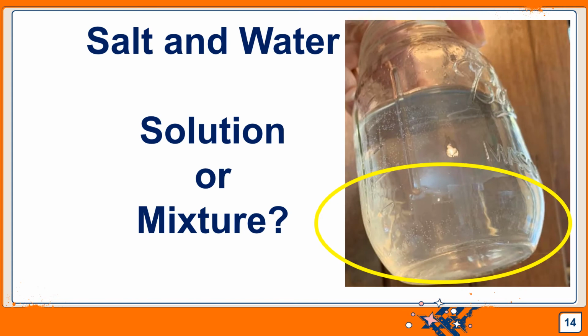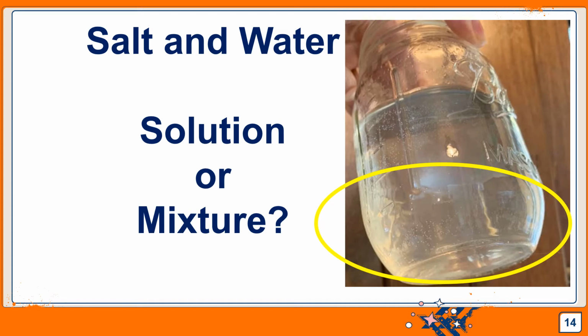Okay, now that we've done our experiment, let's find out if salt and water are a solution or a mixture. Look inside the circle. You can see that the salt and water completely dissolved. The water dissolved the salt. So, was this a solution or a mixture? The salt was a solute and the water was a solvent.